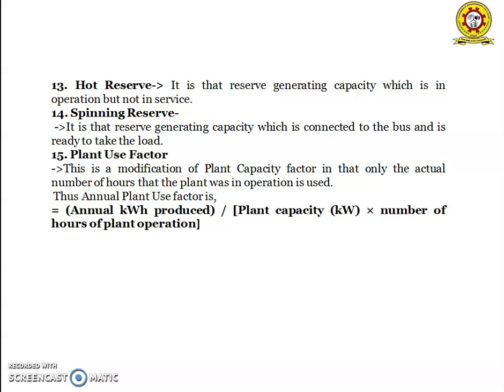Plant use factor. This is a modification of the plant capacity factor in that only the actual number of hours that the plant is operated is used. Annual plant use factor is equal to annual kilowatt hours produced by plant capacity into number of hours of the plant operation. So these are the terms and factors involved in the loads.